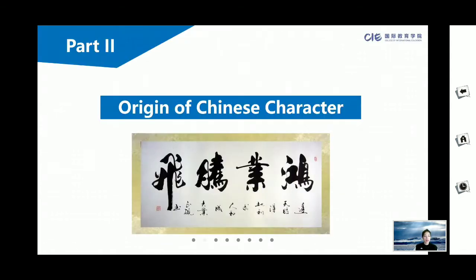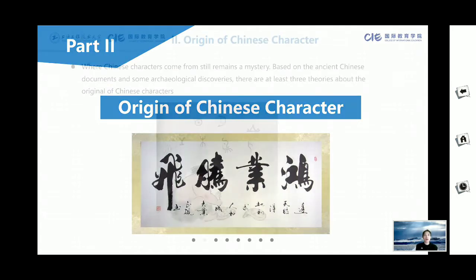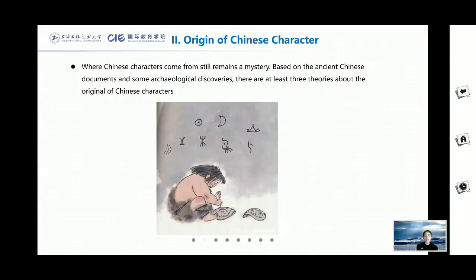Okay, and now let's come to the origin. Where Chinese characters come from still remains a mystery. Based on the ancient Chinese documents and some archaeology discoveries, there are at least 3 theories about the origin of the Chinese characters.